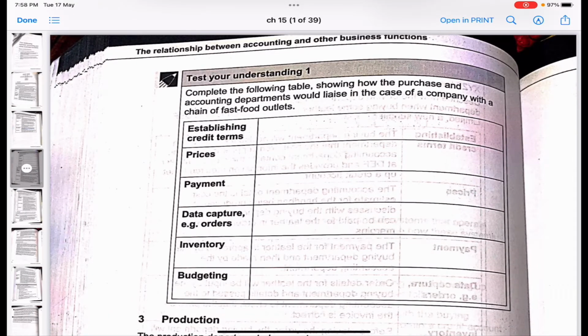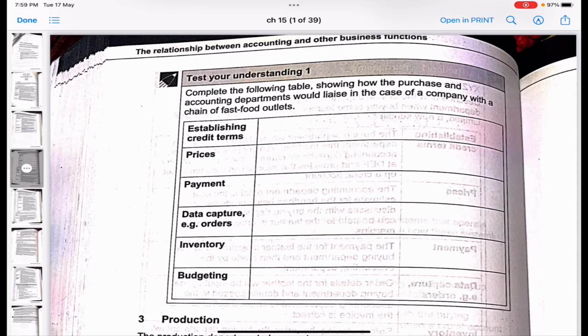Complete the following table showing how the purchase and the accounts department would liaise in the case of a fast food outlet. So I think that's also easy. Establishing credit terms is the same: the accounting department will work with the buying department, and it will talk to the supplier and get the credit account open. And the prices, the accounts department will advise the buying department how much maximum price should be there to maintain the margins. Okay. And payment, the payment is approved by the buying department and it is made by the accounts department.